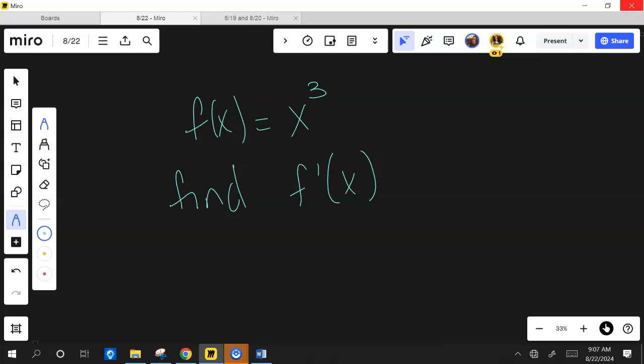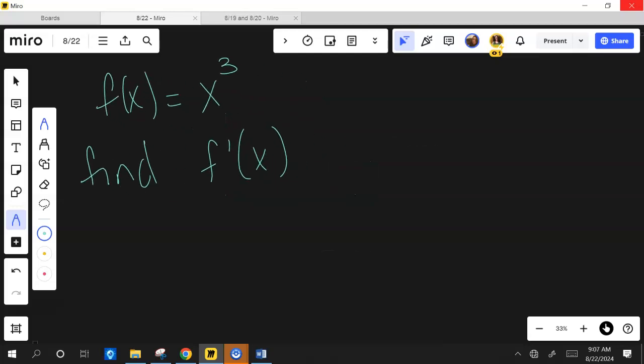The power rule said it's 3x squared. We're not to the power rule yet. Why? Because I have to teach you this first. All right, here we go. I want to know the power rule. Will you tell me what the power rule is? It's just like something that happens.